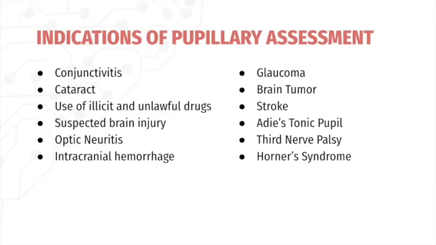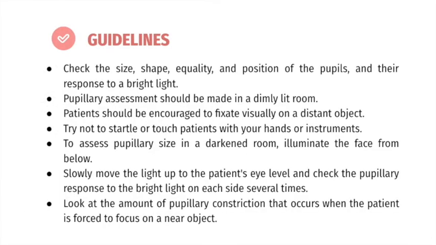The last is Horner syndrome. Horner syndrome is a rare condition characterized by miosis, constriction of the pupil, ptosis, drooping of the upper eyelid, and anhidrosis, absence of sweating of the face. This can be confirmed with a pupillary assessment. Guidelines for the pupillary assessment.